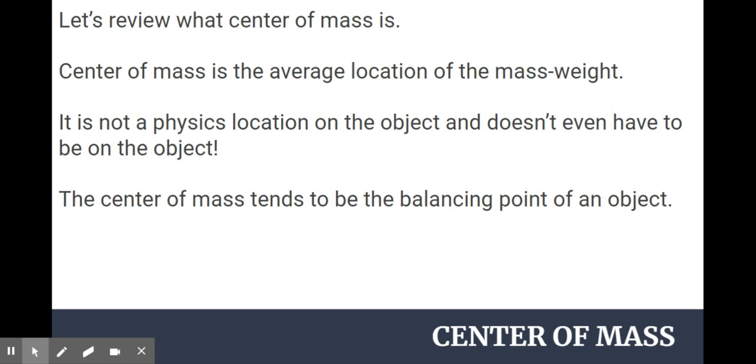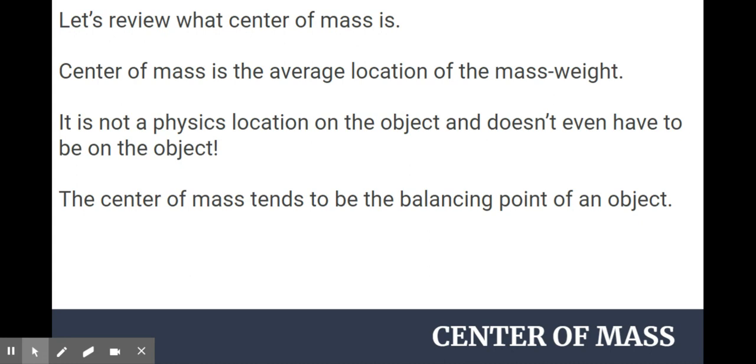All right, let's get on to unit number 7, where we're talking about torque and rotational motion. As we launch into this, I want to make sure that we remember what center of mass is. Center of mass, simply put, is kind of like the average location of all the mass weight. It's not always going to be on the object. It's not so much a physical location, more just helping us to understand that central point.